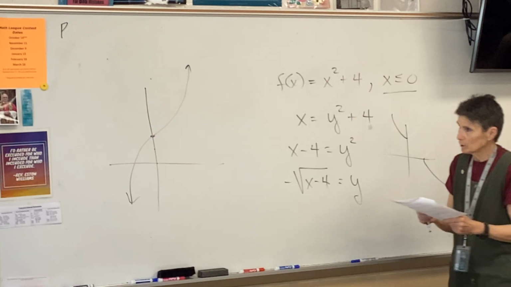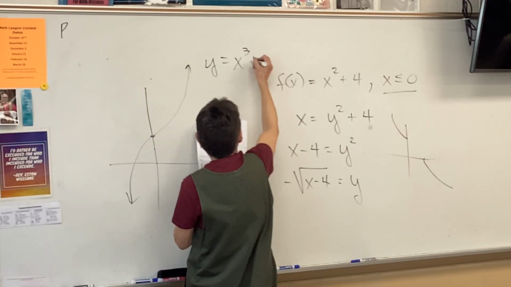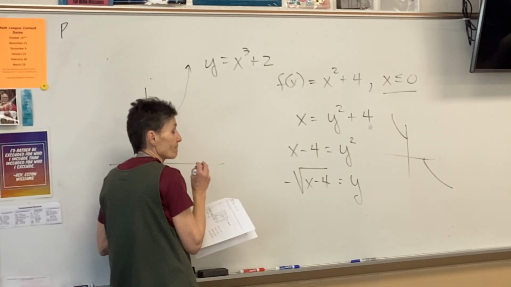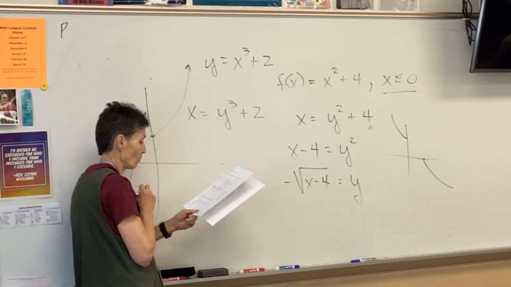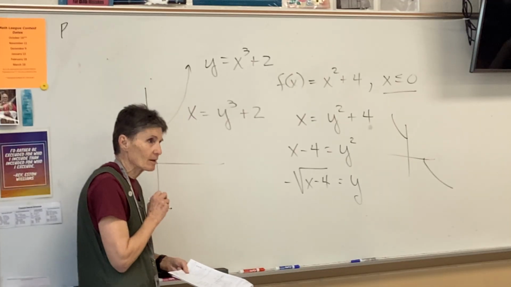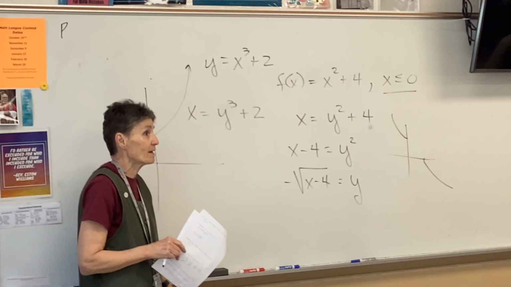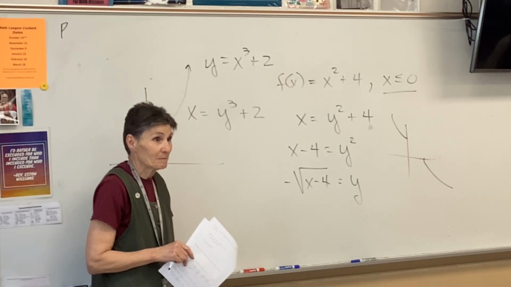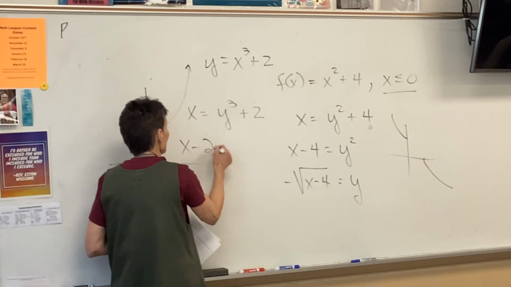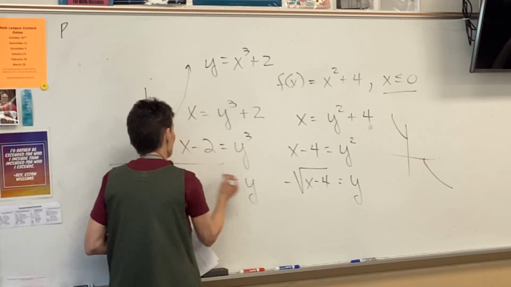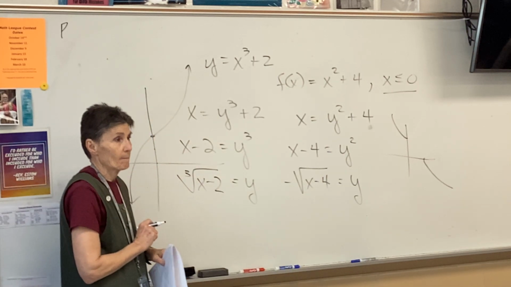The inverse would look like this. Okay, so here's our original. I switch my variables. Oh wait, I can tell already that's false. Because isn't solving this gonna involve a cube root? Yeah, so that C is false. What does the inverse look like? The cube root of x minus 2. That's what the inverse would look like.